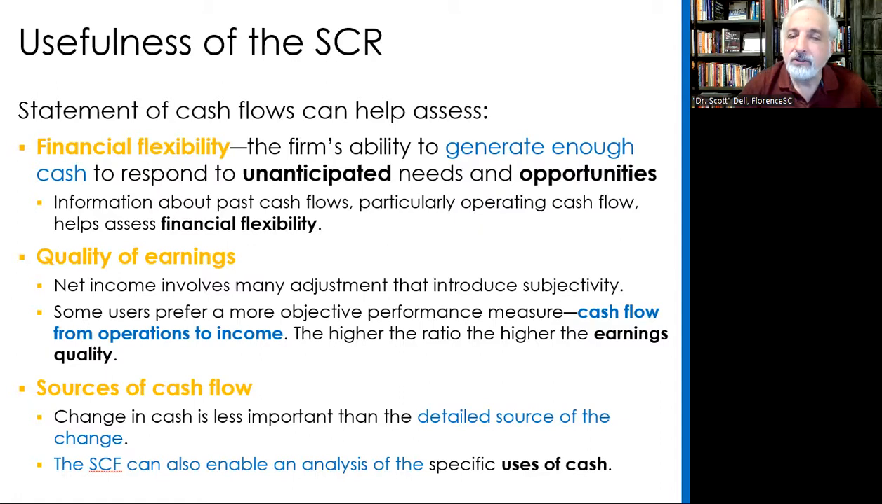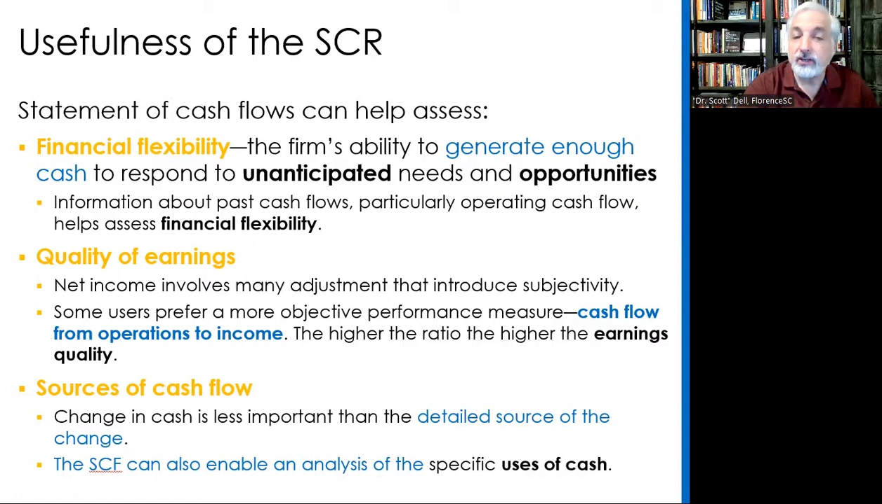Then we look at quality of earnings. Net income involves many adjustments that can introduce subjectivity. So we might have net income because we sold off some equipment, not from operations, or that we happen to be lucky and the tax laws change and we have some benefits associated. Some users prefer a more objective performance measure. Cash flow from operations over income ratio is actually a sign of the quality of earnings. We'll see that in the next set of slides.